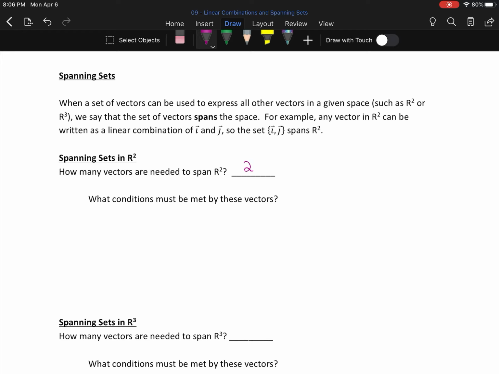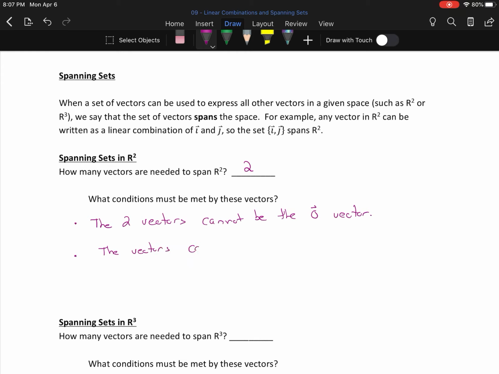How many vectors are needed to span R2? You need 2 vectors. i and j are a great choice because they will span R2 easily, and conceptually there's no big problem with trying to visualize that i and j can do that. But what conditions must actually be met? The 2 vectors cannot be the 0 vector. The 0 vector is no help here at all. So if you want to span R2, you can't have the 0 vector in there.